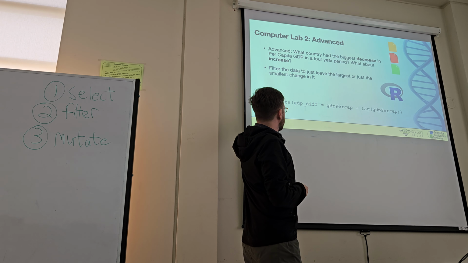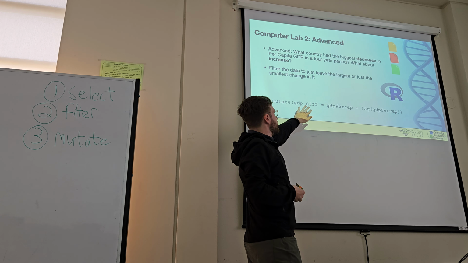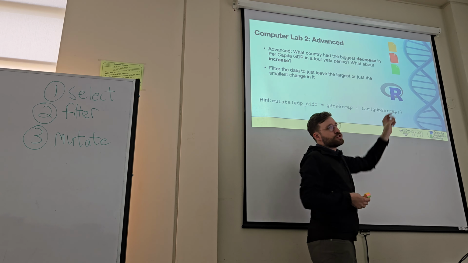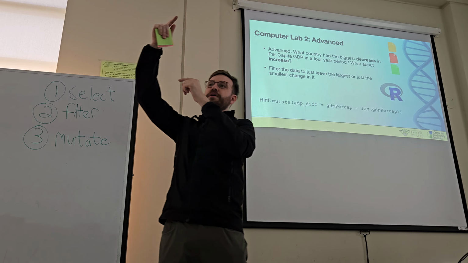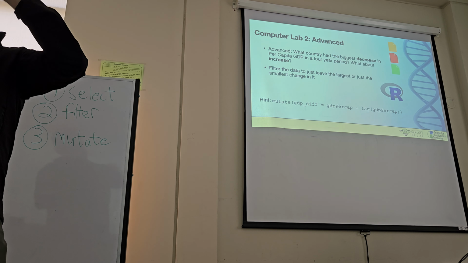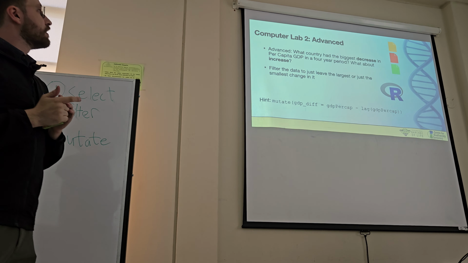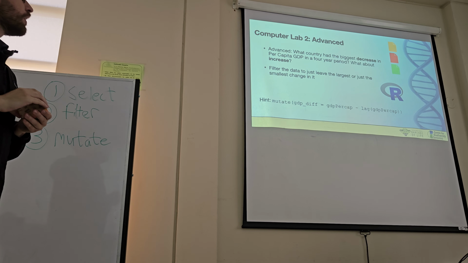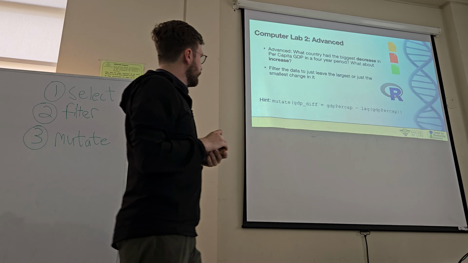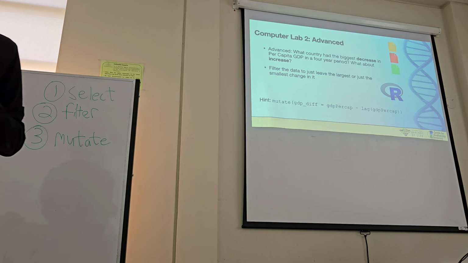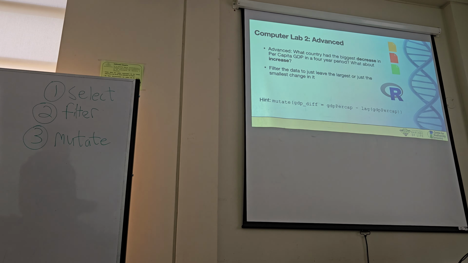looks like this. Mutate, make a new column, GDP difference, and you need to use the function lag, which means take the one above. So it's going to say, okay, 2007, let's take from the one above, 2004. And these are in 4-year periods, so it'll compare like 2007 and 2002. Okay? And then filter the data to have just the biggest, or just the smallest, or if you can, both. Biggest and smallest. Okay? So work on that.